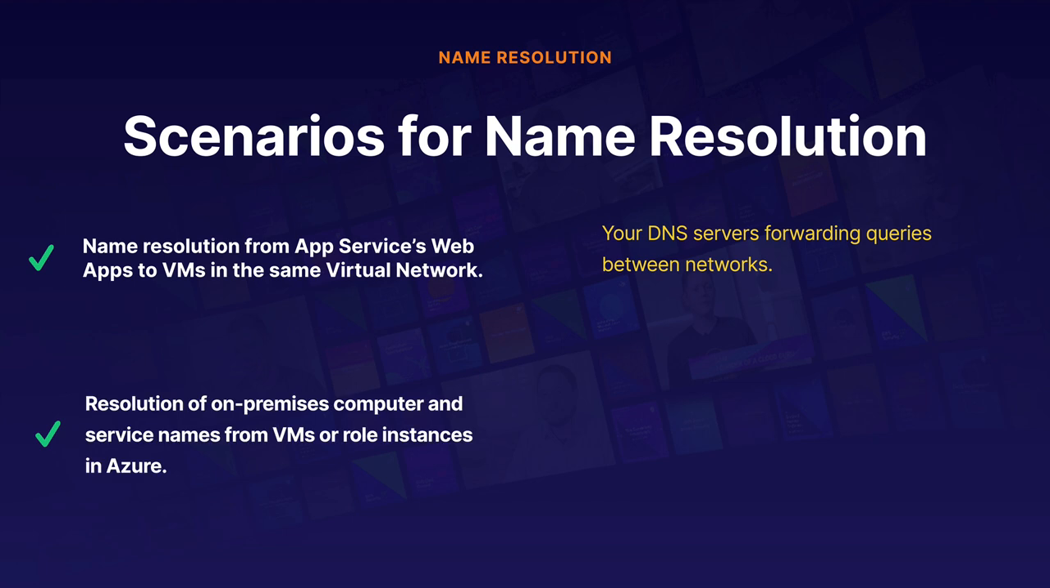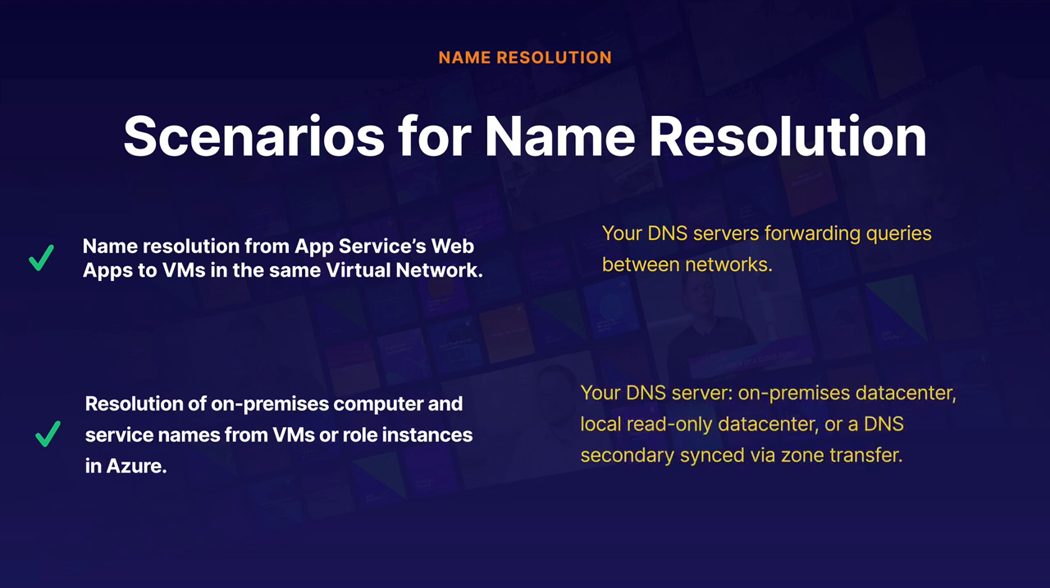On-prem computer service names and VMs or role instances in Azure. Your DNS server yet again. You can also set this up as a local read-only and then do secondary DNS synced via zone transfer. But really what you'll need to remember is that if you have machines on premise and you want them to know the service names or the VM machine names hosted in Azure, you're going to need your own DNS server to do it.